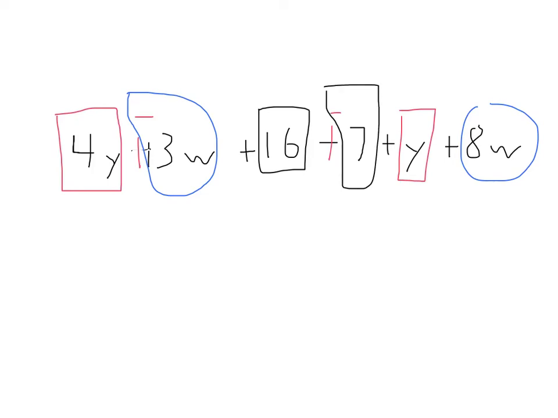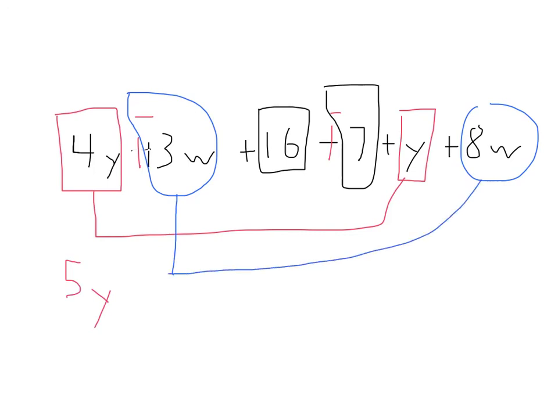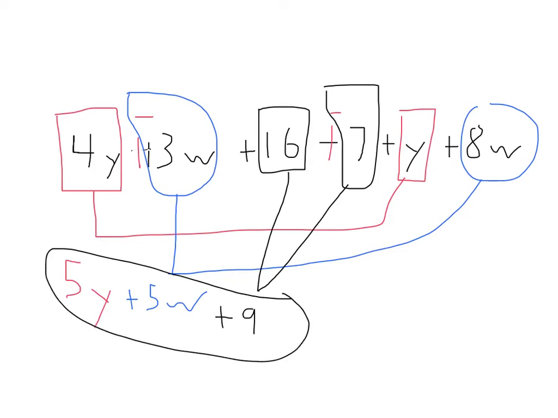Let's go ahead and pair them all up. 4 y's plus 1 more y gives me 5 y's. Negative 3 w's plus an 8 w gives me positive 5 w's. And a positive 16 plus a negative 7 right there gives me a positive 9. So the furthest I can break this down is to 5w plus 5y plus 9.